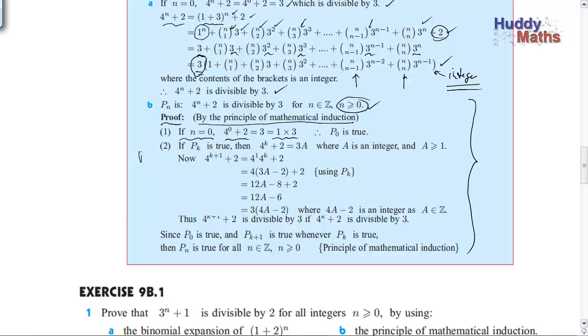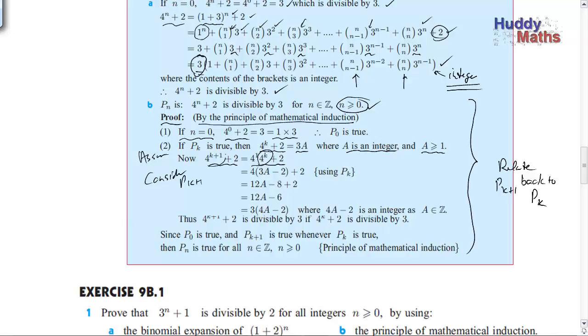Now, I like to put here: assume P of k is true, then you put this down. 4 to the k plus 2 must be 3 times some integer a, where a is bigger than or equal to 1. Now, I like to consider the proposition in k plus 1. And then you start with that. Start with the left hand side, break it down, try to work in the previous proposition. You must relate P of k plus 1, the inductive step this is, back to your allowed assumption, which is proposition k. Relate it back to that, because you've got to work that in.